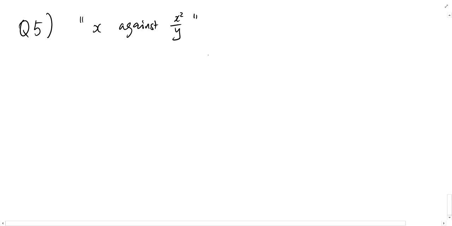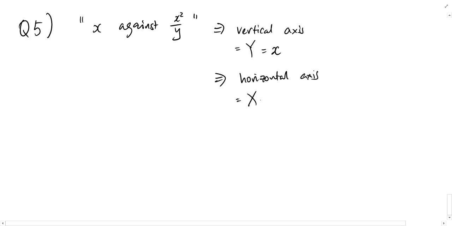Now, this tells us that our vertical axis, which is our big Y, equals to which one? Is it x or x squared over y? Which one is it? X. It is x. This tells us that our horizontal axis is actually our big X, which is x squared over y. Okay? When I plot something against something, the first thing that I say will be my vertical axis. Always plot y against x.